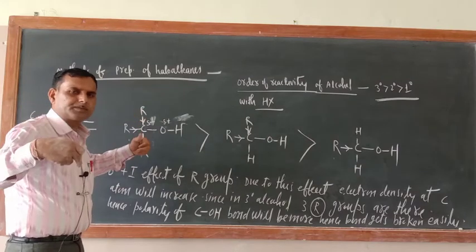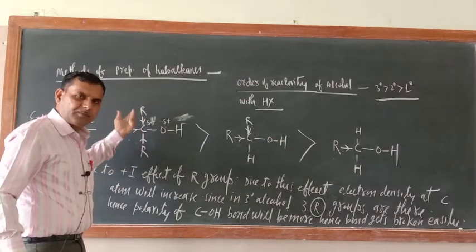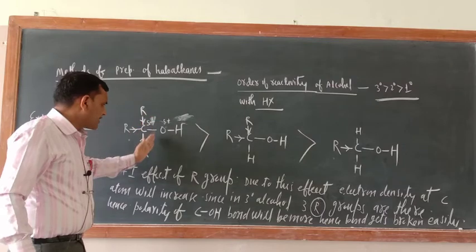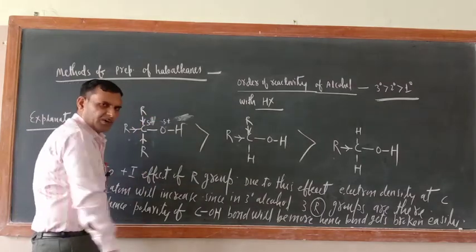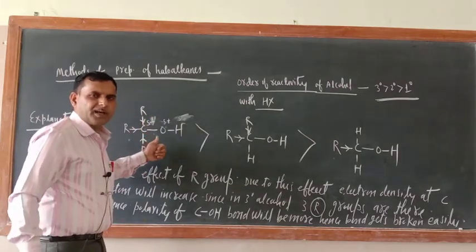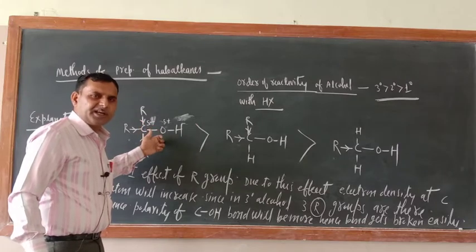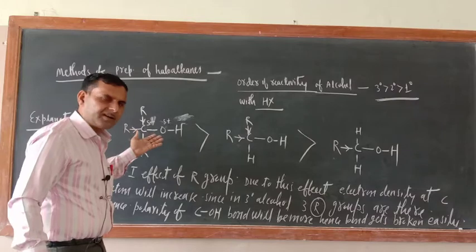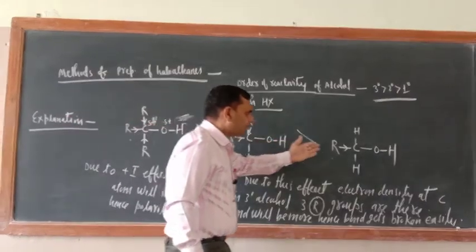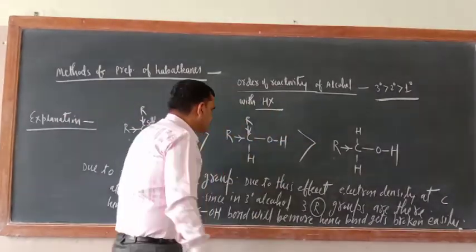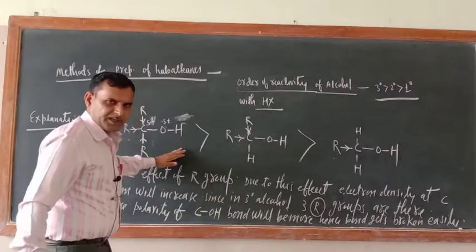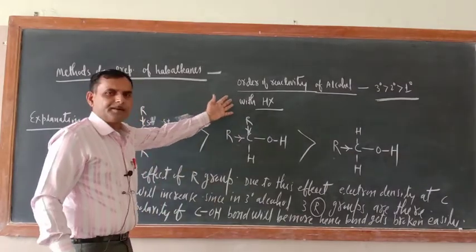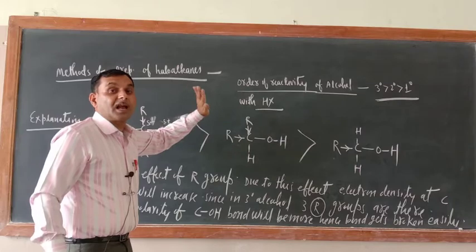See, in this method, what do we require? We require that this bond should be broken easily. Now in the 3 degree case this is happening very easily because of the presence of 3 R groups. Here only 2 R groups, here only 1 R group, correct or not? So 3 degree alcohol will be more reactive toward the hydrogen halide.